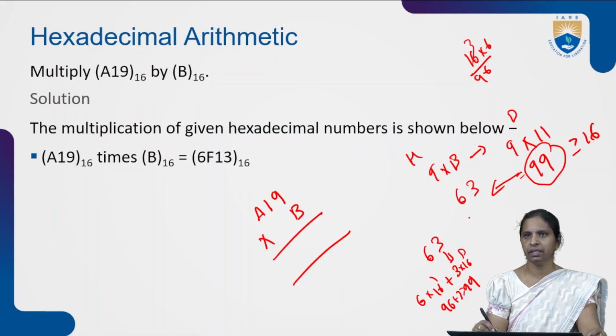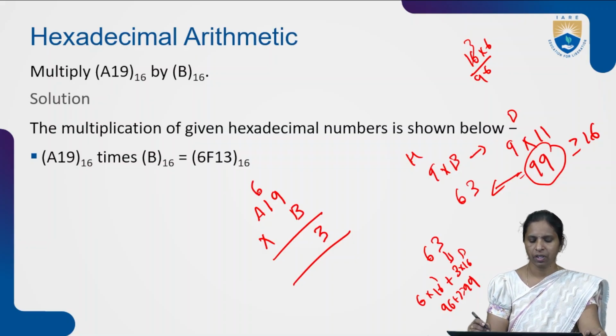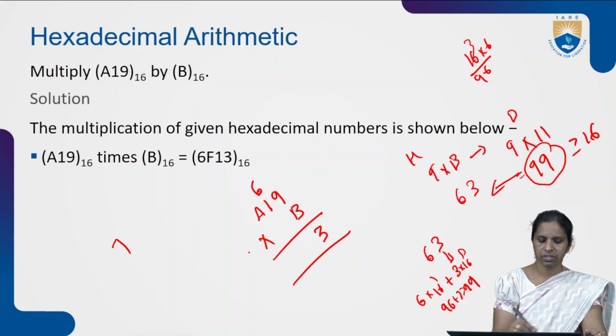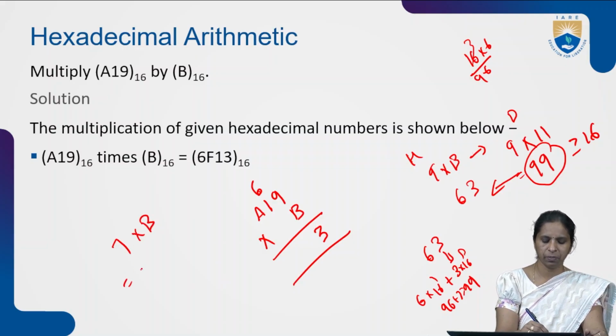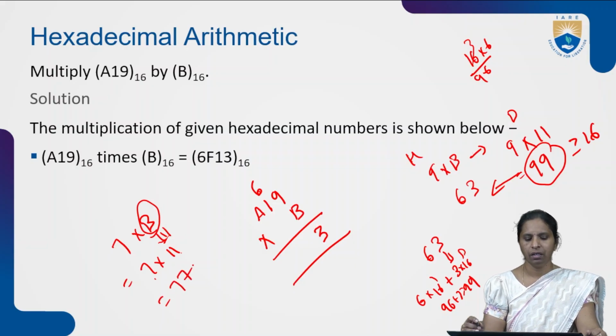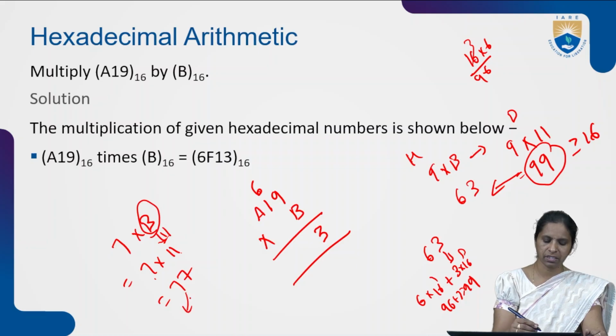63 in the hexadecimal number system. Therefore, what is here? 3. And what is the carry here? 6. Next, 6 plus 1 is equal to 7. So 7 into B, now we have to perform. Therefore, in the decimal number system, B is nothing but 11. So what is 11 into 7? Nothing but 77. Now, what is 77 in the hexadecimal number system?